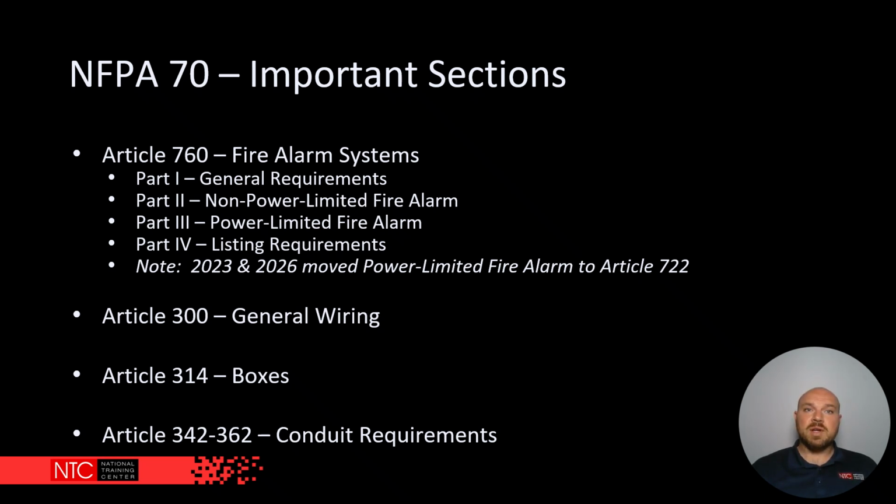Article 300 is general wiring requirements. Article 314 gives us information about boxes, and Articles 342 through 362 tell us about the conduit requirements.